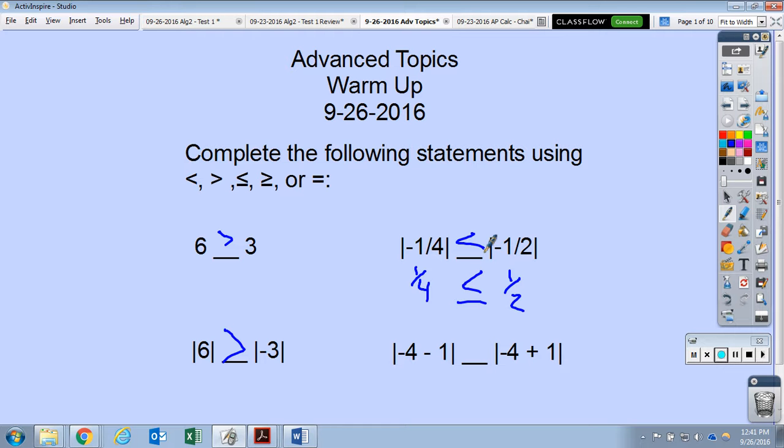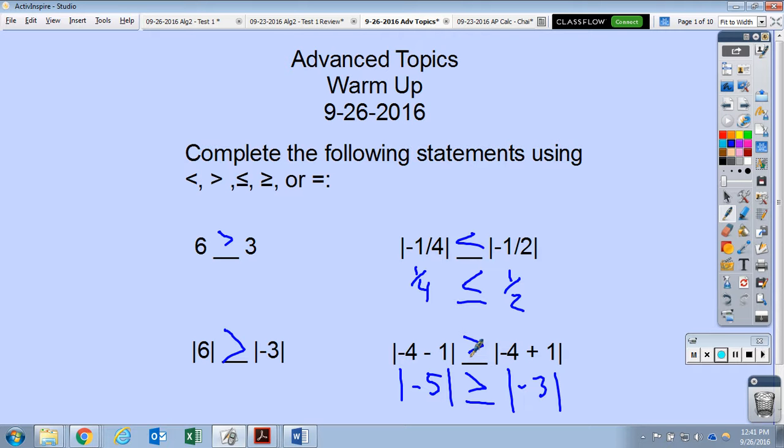For here, we'd have the absolute value of negative 5 versus the absolute value of negative 3. And for absolute value, it's just distance from 0. So absolute value of negative 5 is 5. Absolute value of negative 3 is 3. 5 is greater than 3, so this is greater than that.